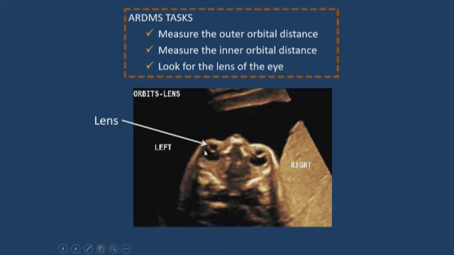So again, looking at the lens of the eyes, we do look at that. Even if you're not doing the measurement, the good rule of thumb is you should be able to put a third orbit right inside there and it should be nice and equal. The lens we look at, we want to make sure there is actually an eye in the socket.